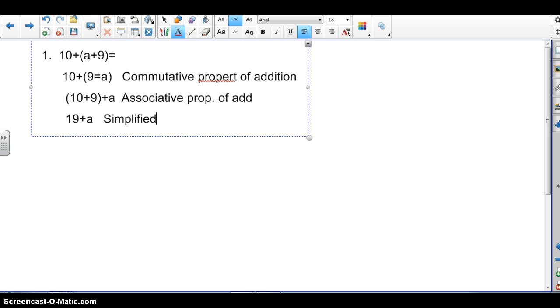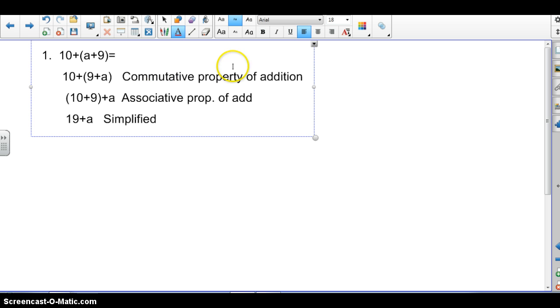Okay, here's an example of the answer to number 1. On the first line here, I just have the original problem. Then I redid it. Looks like I even made a mistake on there. Then I redid the problem to rewrite it as 10 plus, oh my goodness, I made another mistake. Let's fix that.